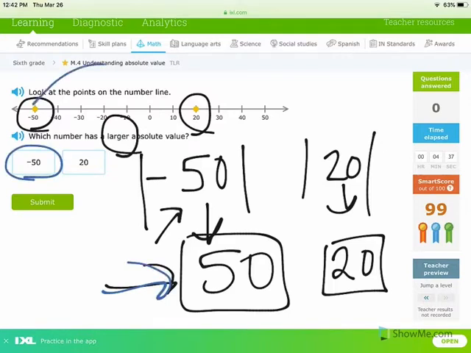And I like how they put it on a number line for you, because you can see how far. Which one is further? The one that has a larger absolute value is also going to be further from 0. And we can clearly see that negative 50 is further from 0 than positive 20.